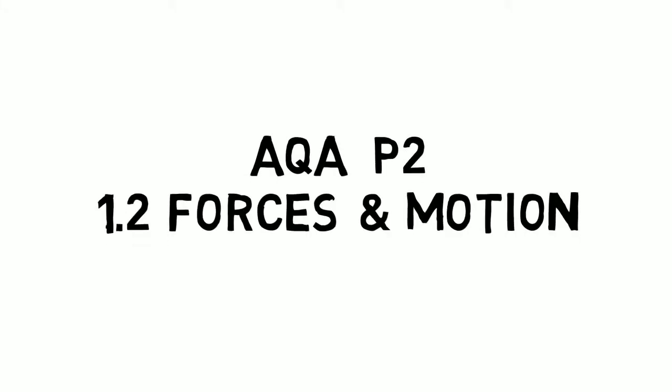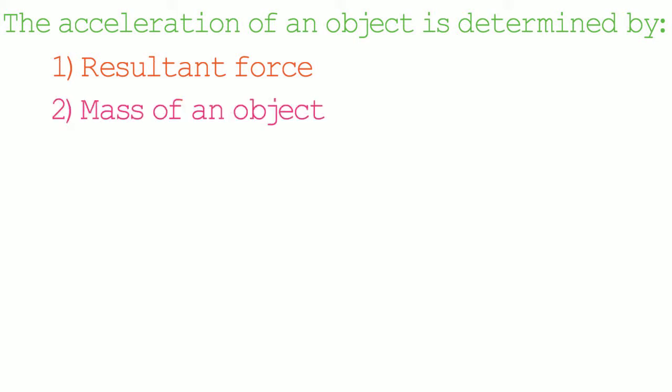Hi, this video will be looking at forces and motion. The acceleration of an object is determined by two factors. The first factor is the resultant force acting on an object, which was explored in the section before, and the second factor is the mass of the object in question.